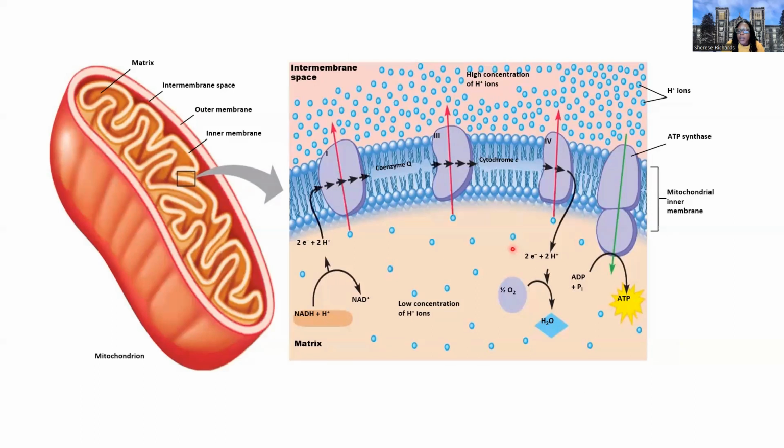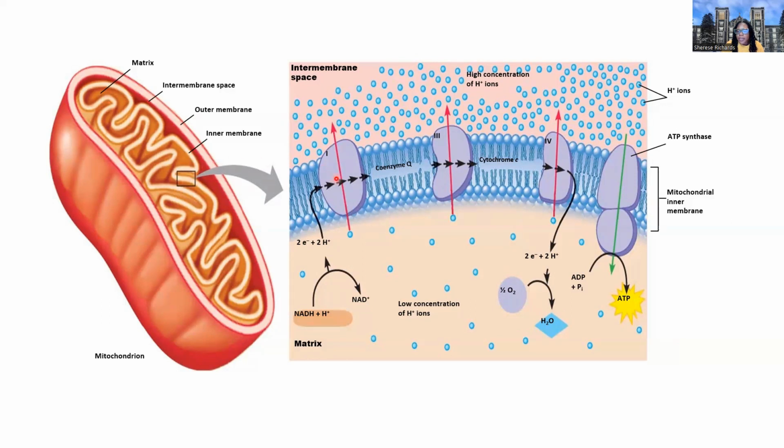is what we are focusing on. Here's the location of the electron transport chain. Here's the mitochondria. Here's the matrix, which is the inner portion of the mitochondria. Here is the membrane. We have an outer membrane, and then we have an inner membrane. And so the location of the electron transport chain is in the inner mitochondrial membrane.